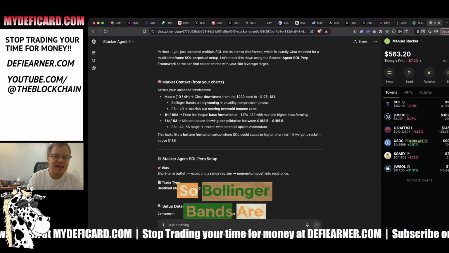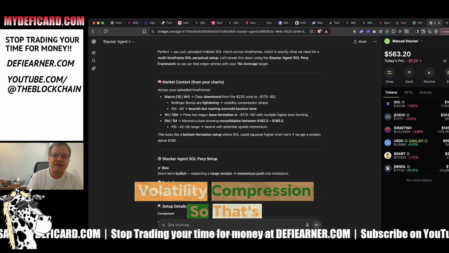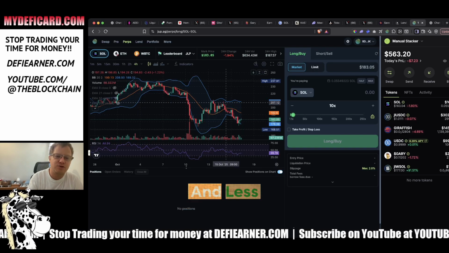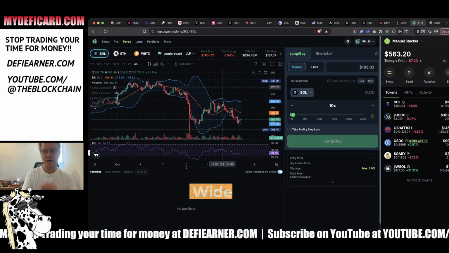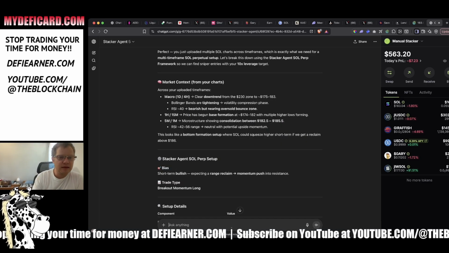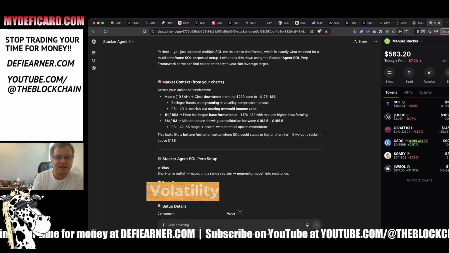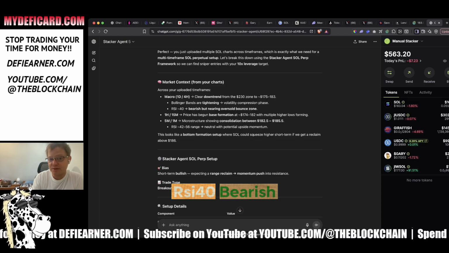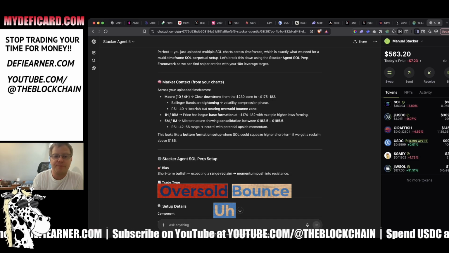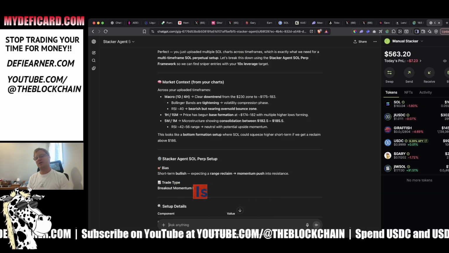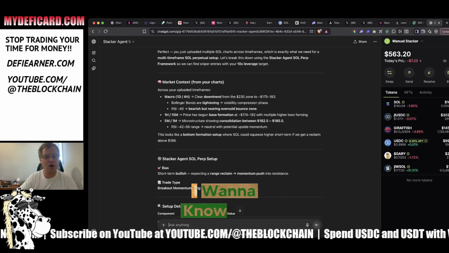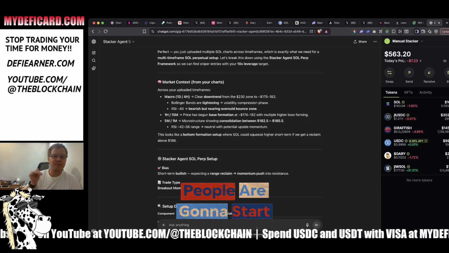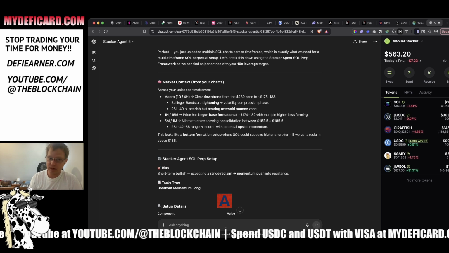So Bollinger Bands are tightening, volatility compression. When Bollinger Bands get tighter, it means that there's less volatility and less trading volume. RSI 40 is bearish but nearing an oversold bounce zone. If I'm going into a long, I want to know that it's oversold, because when it's oversold, that means people are going to start buying it. So that is a good sign right there.